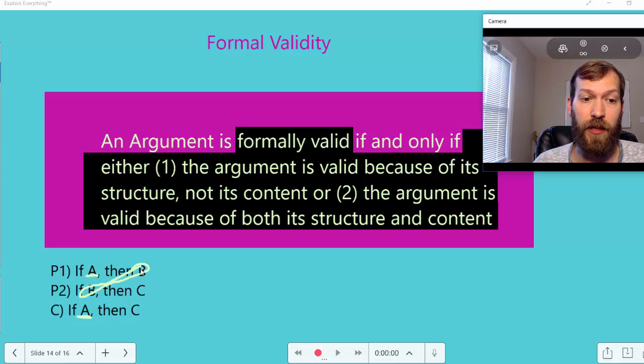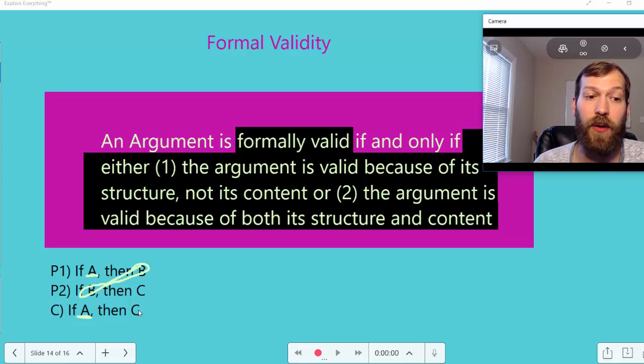If A really would get you B, so if A is going to end up guaranteeing B, so if A were to happen, I promise you you're going to get B. And if B happens, I promise you you're going to get C. It's got to be the case that if A happens, we're going to get C, right? Because A is going to lead to B, but we're also told that B leads to C. So A will get you to C.